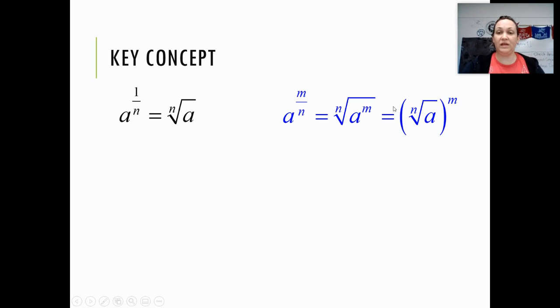The n is my index. The m stays an exponent. For this video, we're just going to practice working back and forth between fractions and radicals. So here's my first example.